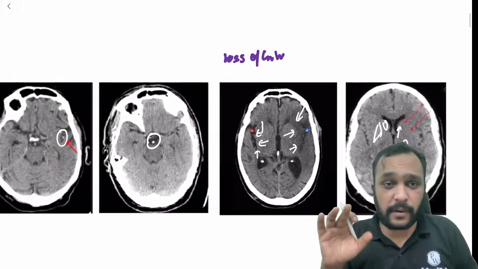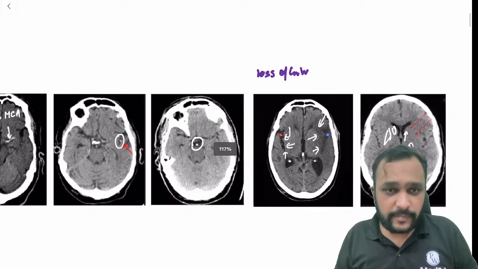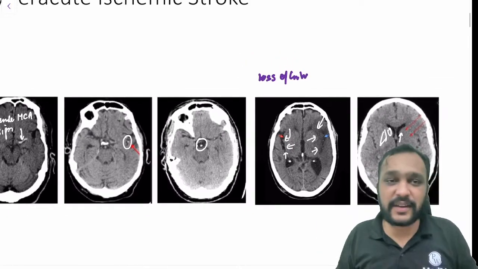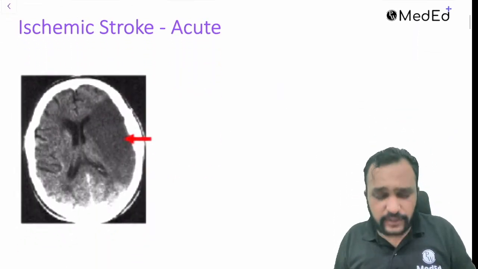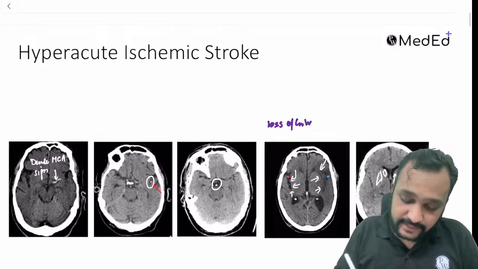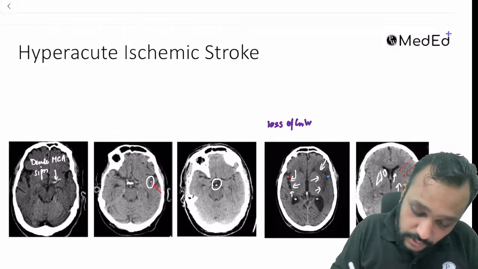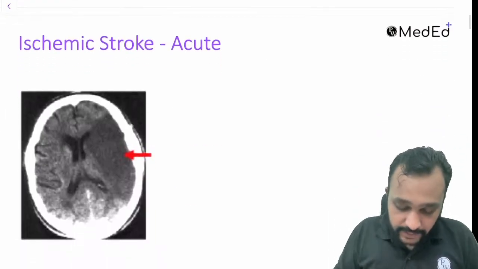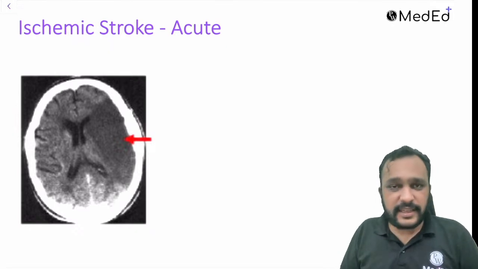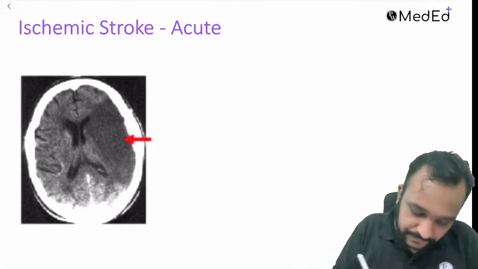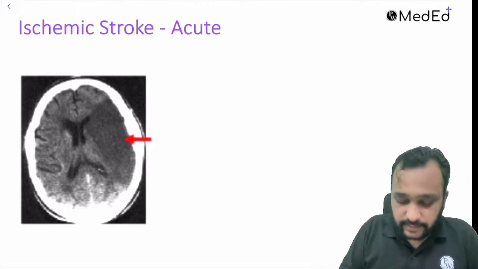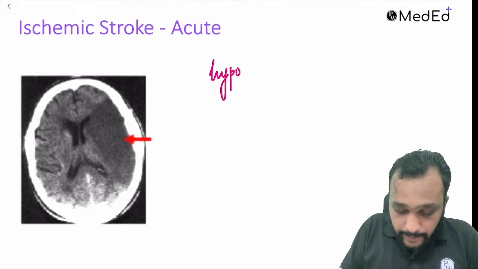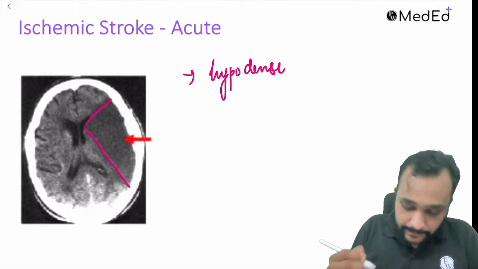These are the 5 important signs that you need to remember, that can be asked as a straight one-liner in the July FMGE exam. So these were the signs in the hyperacute ischemic stroke. And if I talk about ischemic stroke, the important sign is that there will be a wedge-shaped hypodense area. You can see that this is a wedge-shaped hypodense area.